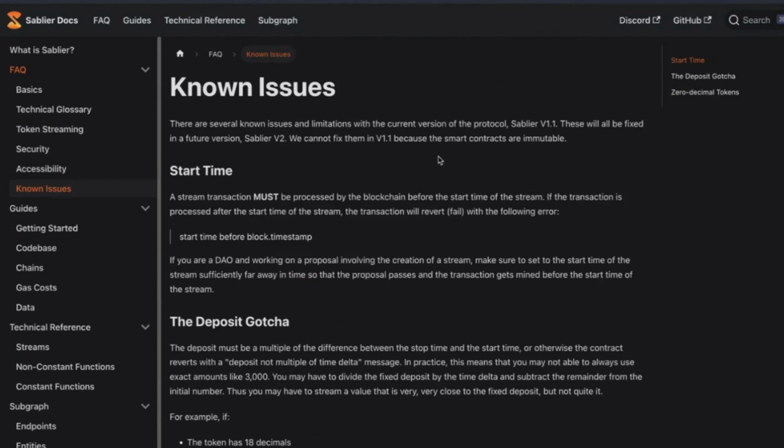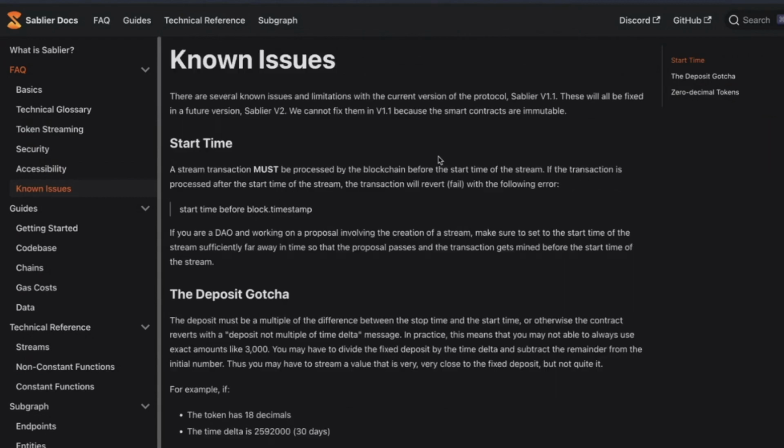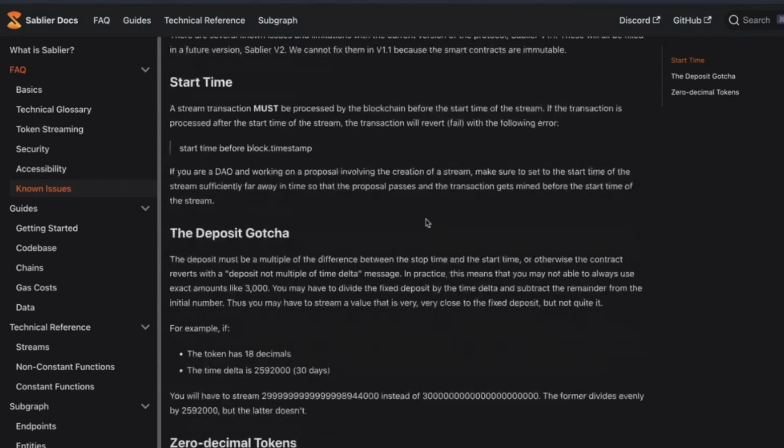A stream transaction must be processed by the blockchain before the start time of the stream. If the transaction is processed after the start time of the stream, the transaction will revert with the following error. Okay. The deposit gotcha. The deposit must be a multiple of the difference between the stop time and the start time, or otherwise the contract reverts with a message.